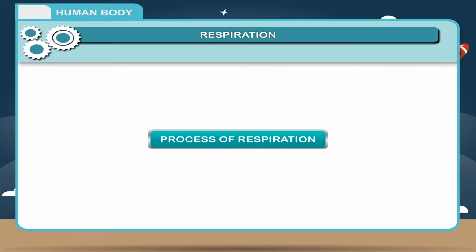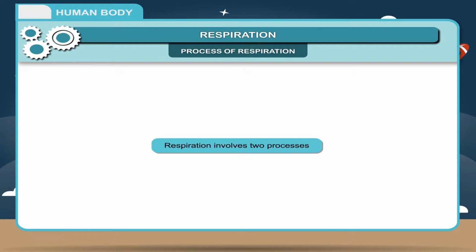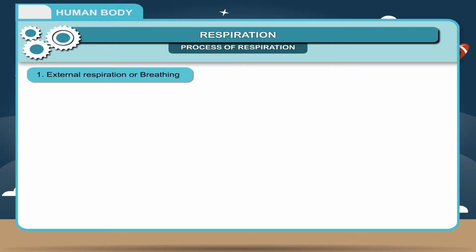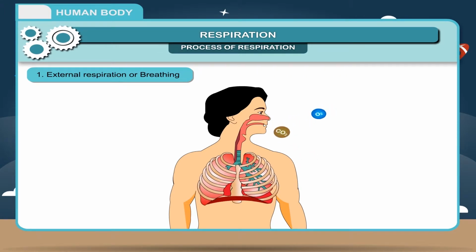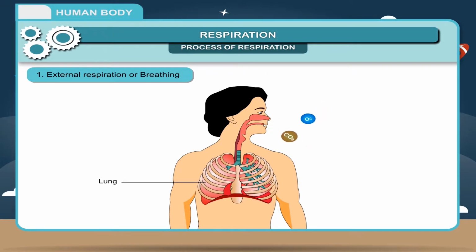Process of respiration. Respiration involves two processes. 1. External respiration or breathing. It involves inhalation, air taken in, and exhalation, air expelled out. In this process, air containing oxygen is taken in and air containing carbon dioxide is expelled out. This takes place through the lungs.